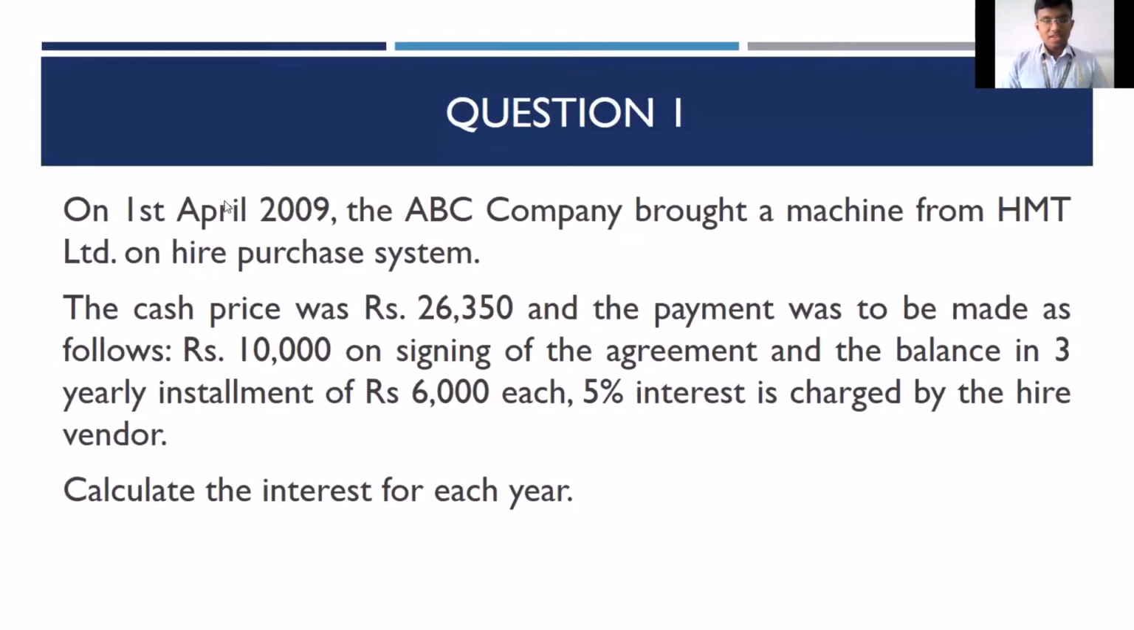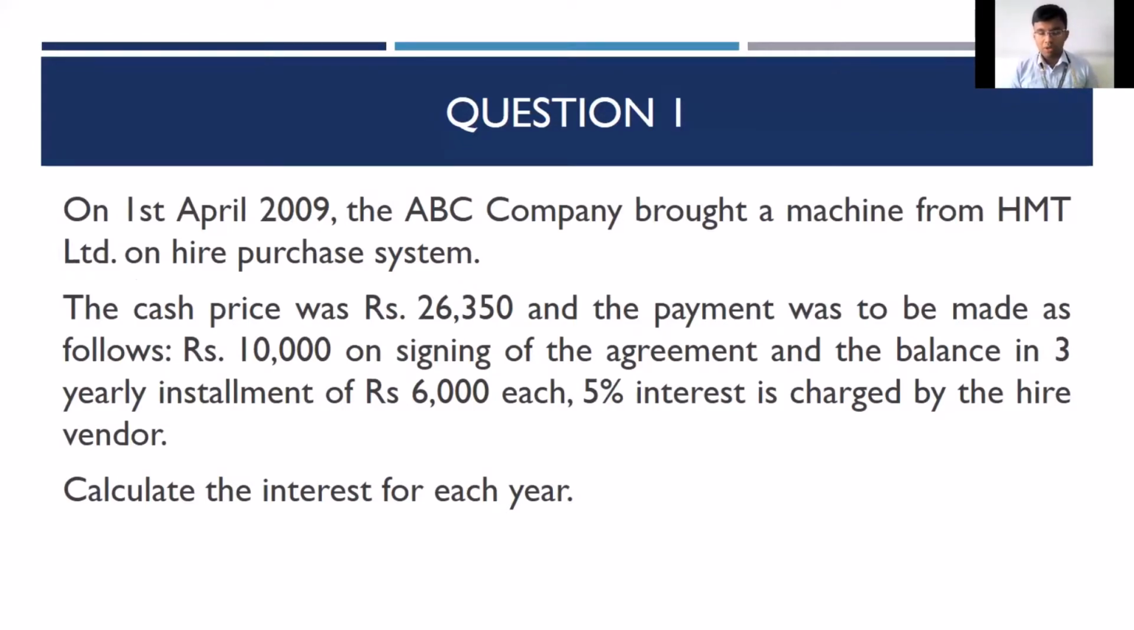The question tells us that on 1st April 2019, ABC company bought a machine from HMT Limited on hire purchase system. The cash price was 26,350. The payment was made as follows: rupees 10,000 on signing of the agreement. The balance in 3 yearly installments of 6,000 each. 5% interest is charged by the hire vendor. Calculate the interest for each year.